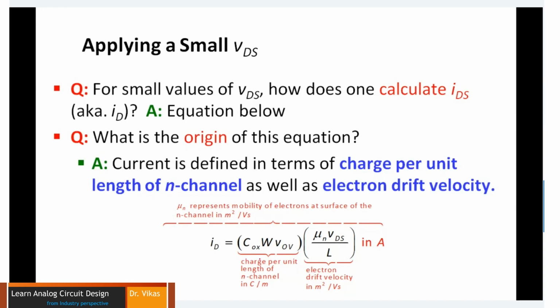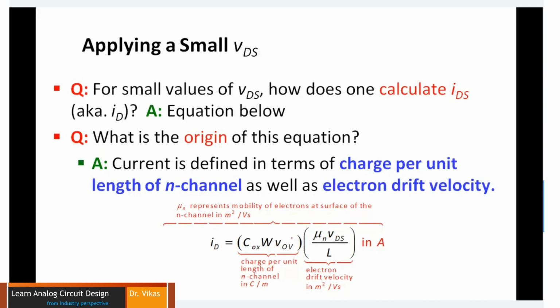This is represented as charge per unit length of the N channel, that is Cox W times VOV. I am just taking out the L portion over here. And this is the electron drift that I'm representing. Here mu n is nothing but your mobility, and VDS is nothing but the applied drain to source voltage per length. So mu n times VDS by L, and Cox W times VOV.